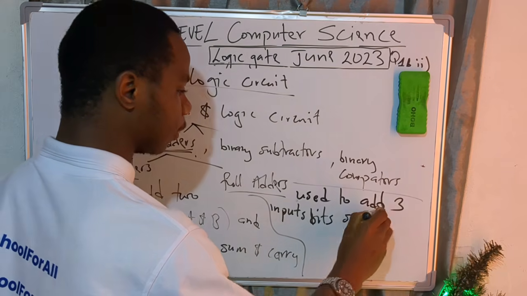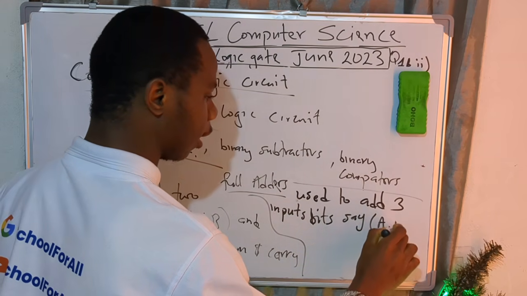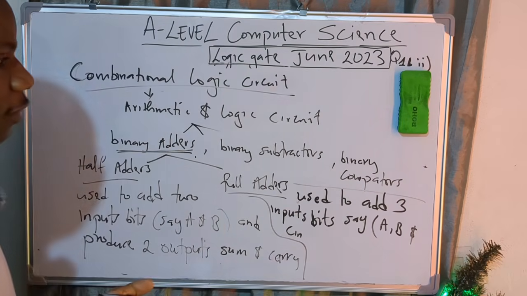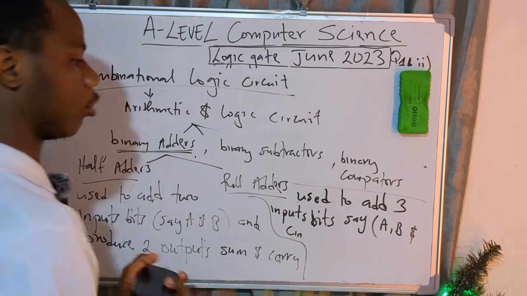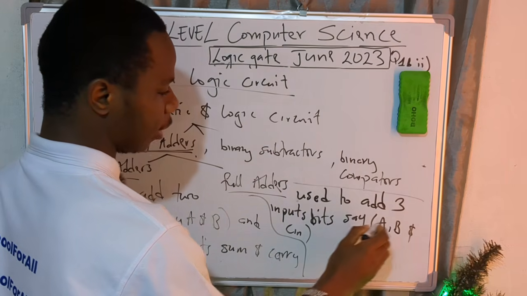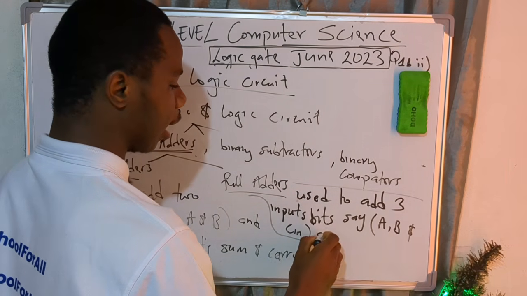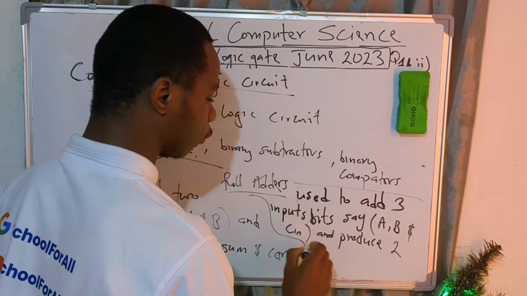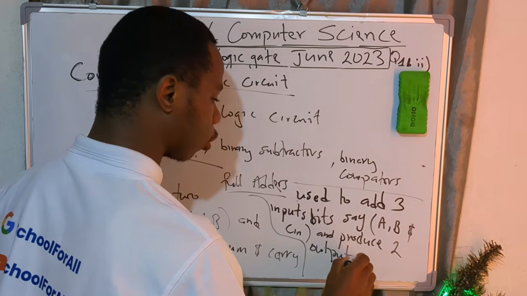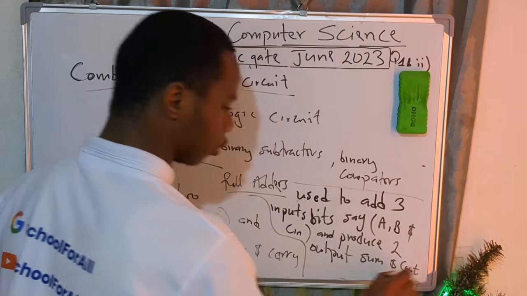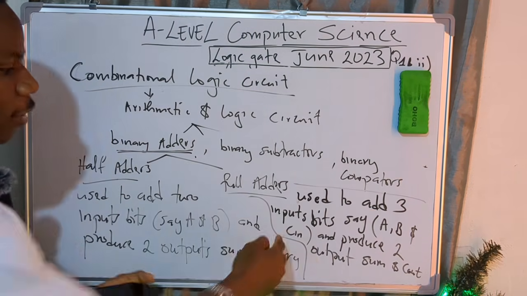Say the 3 input bits are A, B and C in. The third input bit here we call C in. C in simply means carry in. I'm going to explain the meaning of that if you're not understanding. So you add 3 input bits, A, B, and C in, and produce 2 outputs called sum and C out. C out here means carry out, and C in means carry in.